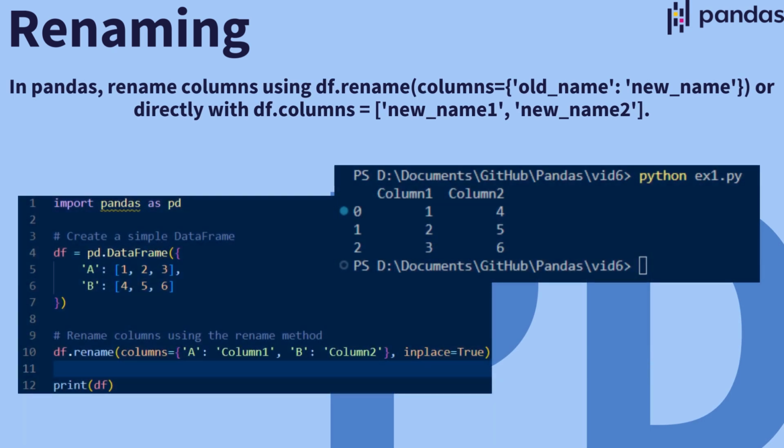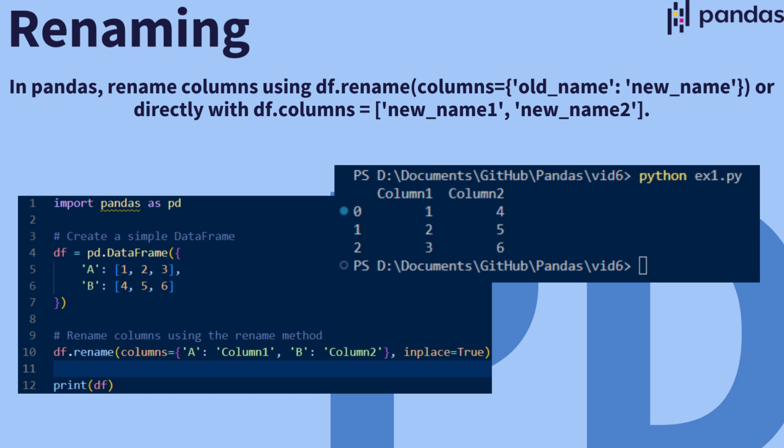Well, in pandas we can rename a column by using the rename function, or dot rename. Then we give the old name and then assign the new name. Or we can directly change the column names by using the equal sign and assigning new name one and new name two to the data frame.